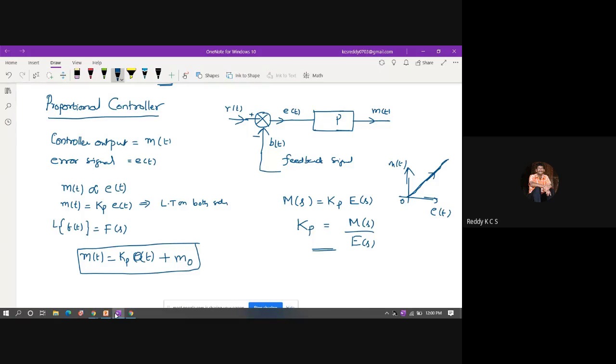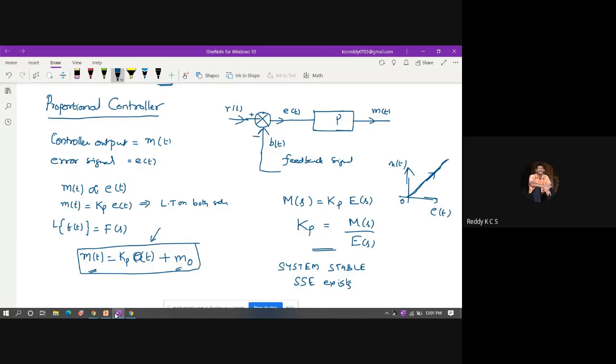The system will become stable in nature in the case of the proportional controller. Also, there is always a steady state error. As I said, the controller output is equal to m naught when the error becomes zero. When e of t becomes 0, m of t will become m naught.